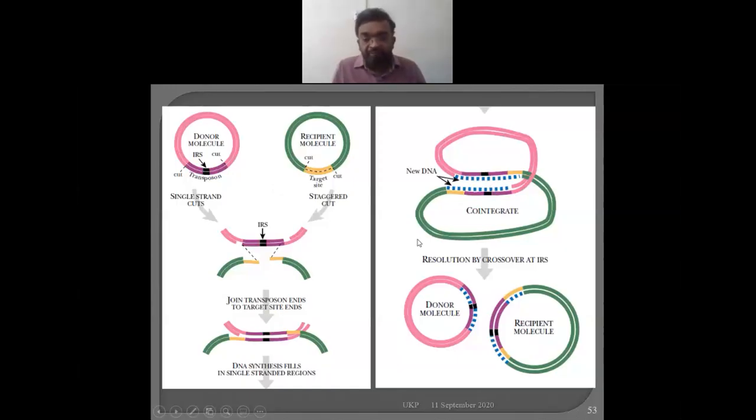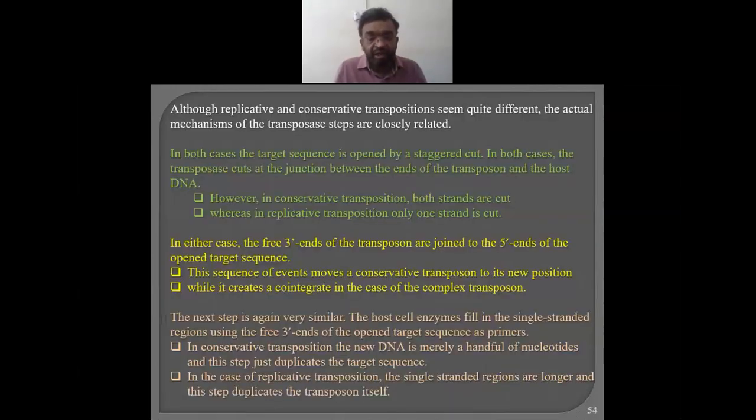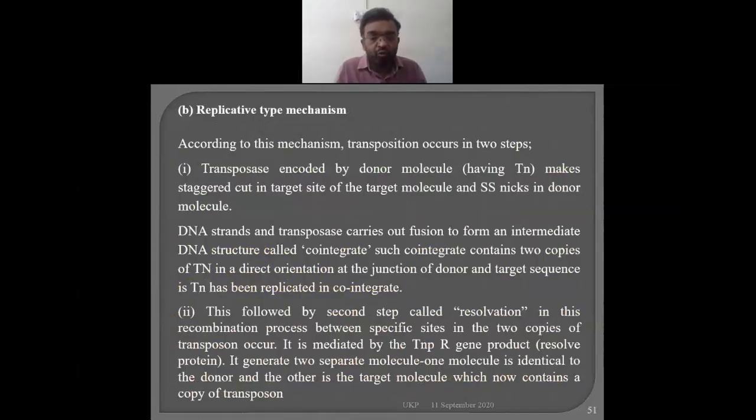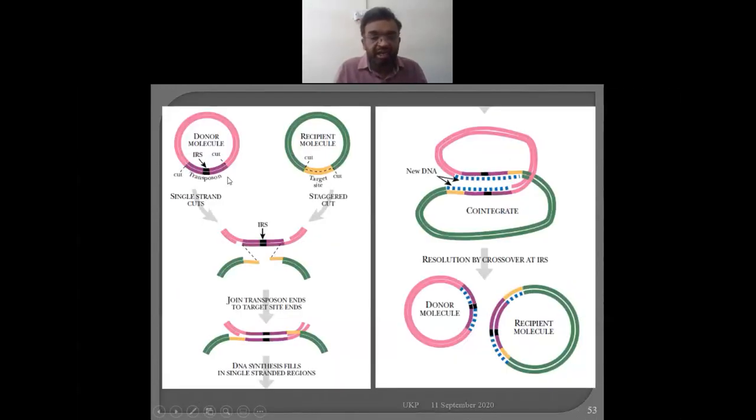Due to this, what happens? While cutting, there is a requirement for a resolvase system. As already given, it takes place in two steps. One is the transposase. The role of the transposase is that it may cut here in a single strand, and here it also makes a staggered cut. Due to this, the DNA is now connected to each other, then the gap is created, and the gap is filled, and in that way the co-integrate is formed.